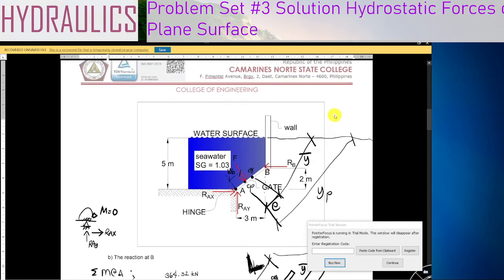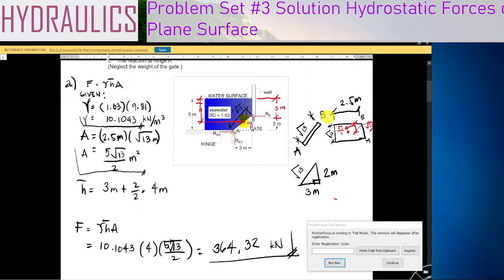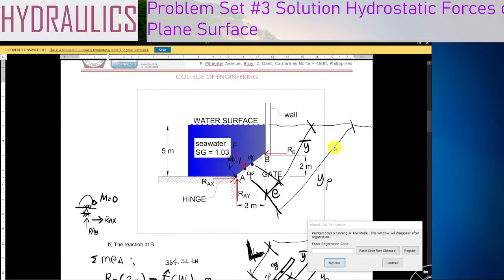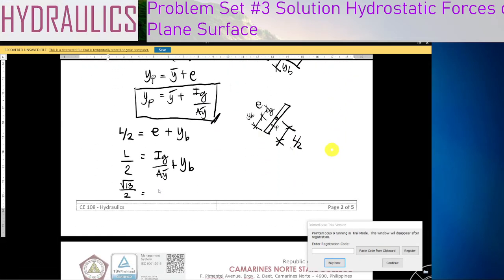IG is the rectangular property of the gate. So, IG, without looking at your module, you should already know that: BD cube over 12. That's IG pa lang yan. And then, the area is base times height. So, BD. And then, Y bar is, wait lang, plus YB. YB is still ano, no?